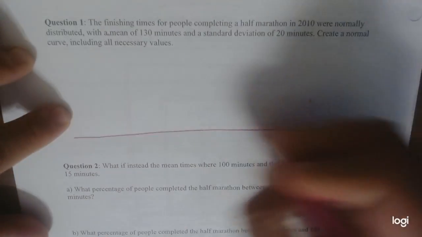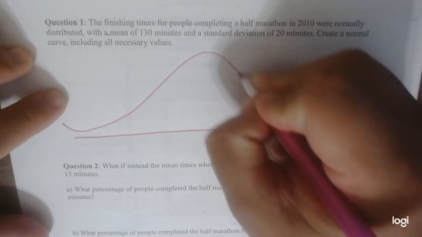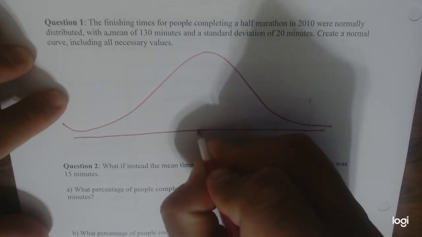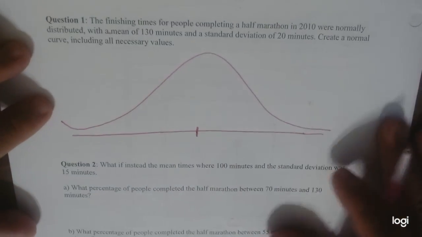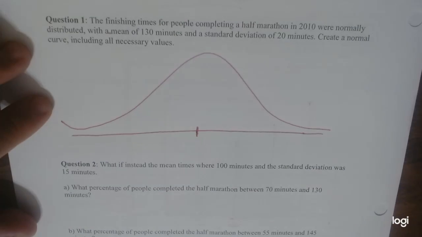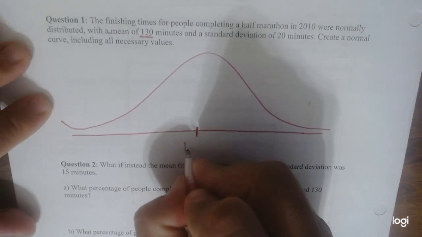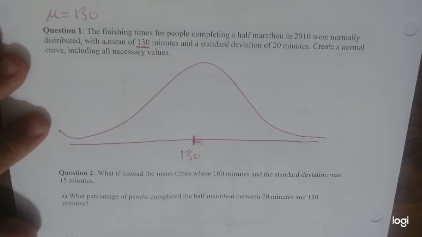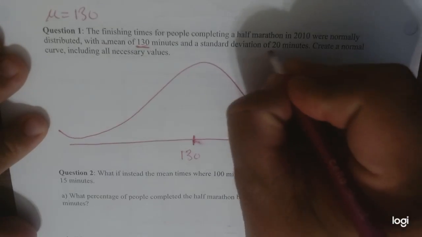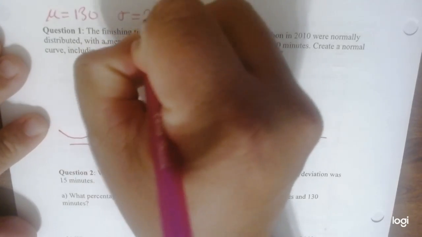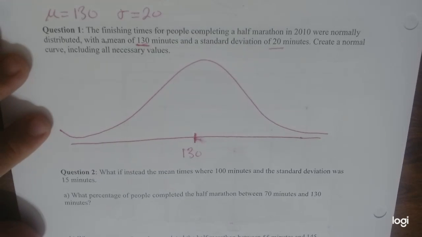So just quickly draw a curve. At the center is going to be our mean, so we have to figure that out. The finishing times for people completing a half marathon in 2010 were normally distributed with a mean of 130. So we got our mean, 130, and we just write that down. Mu equals 130, and a standard deviation of 20, so sigma equals 20. Create a normal curve including all the necessary values.